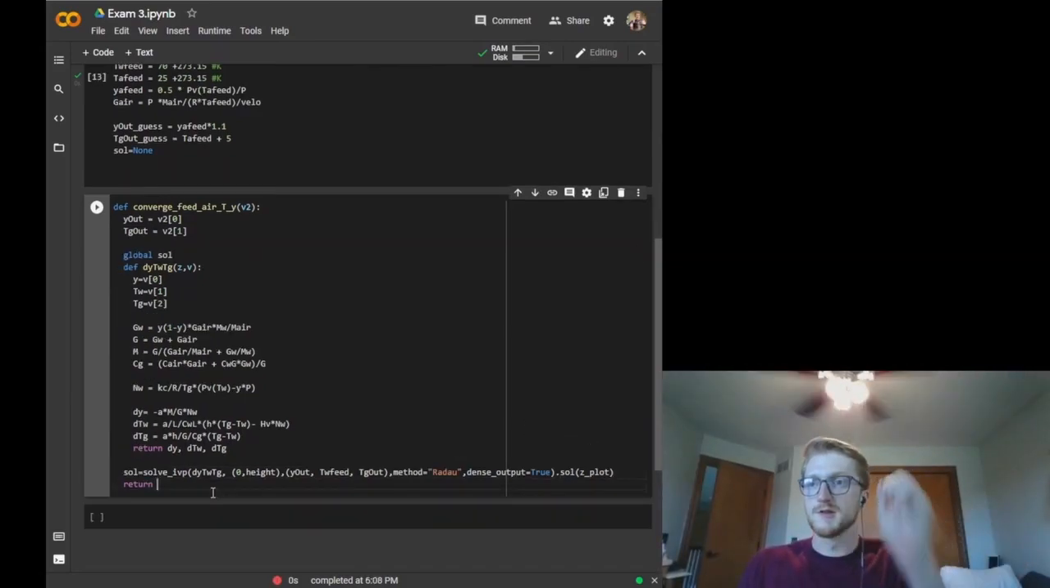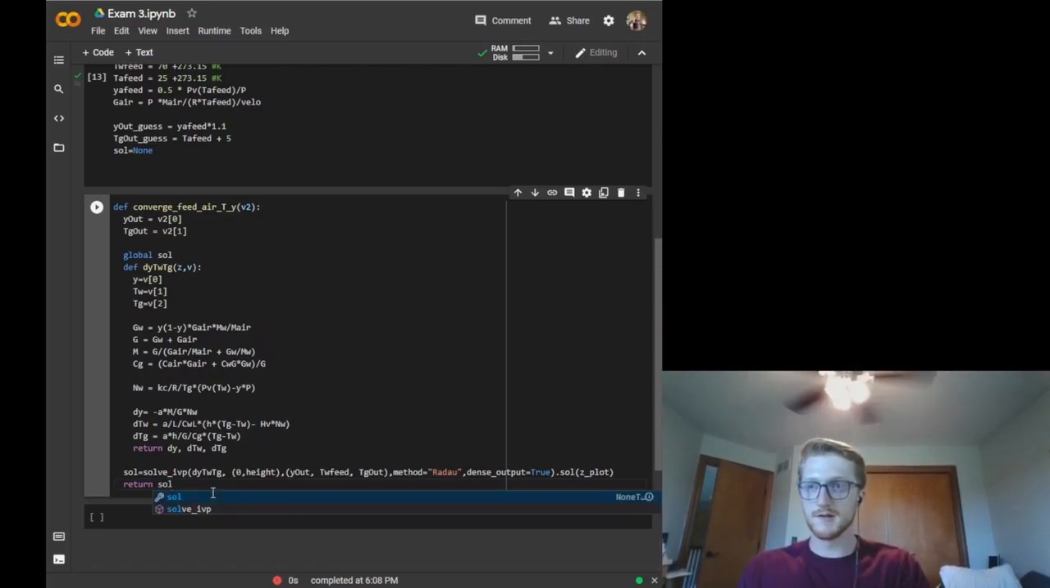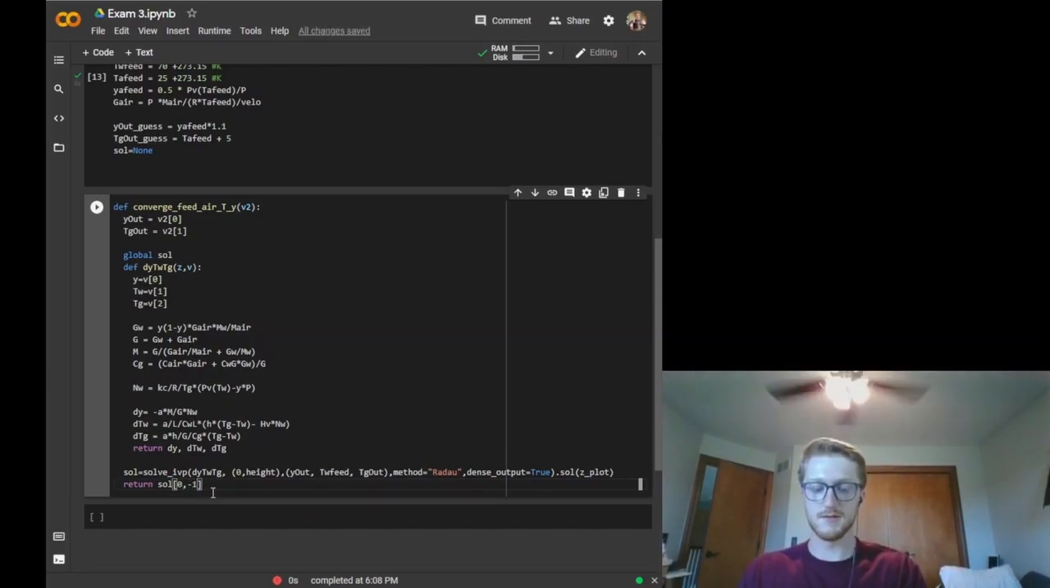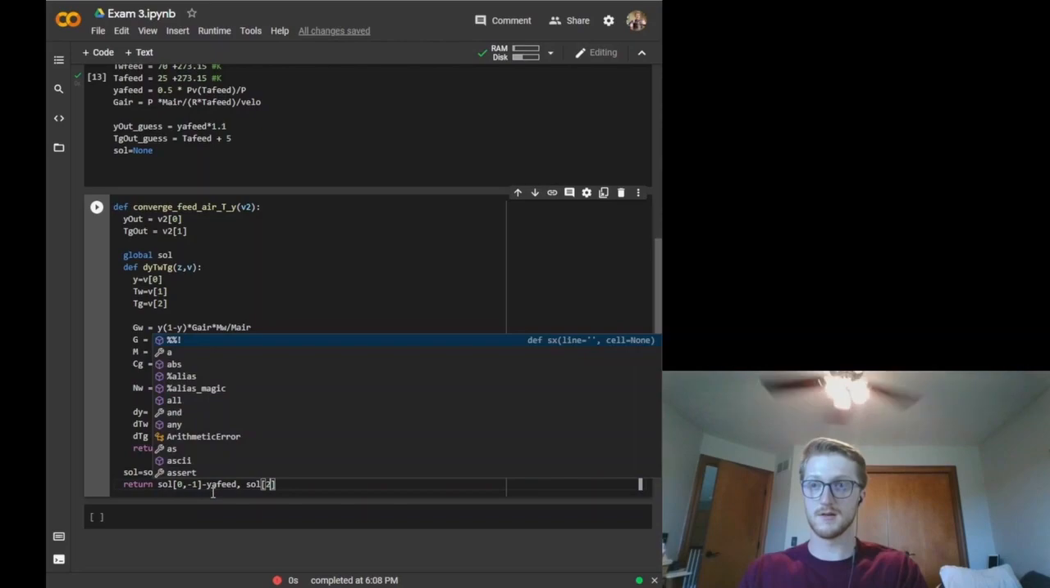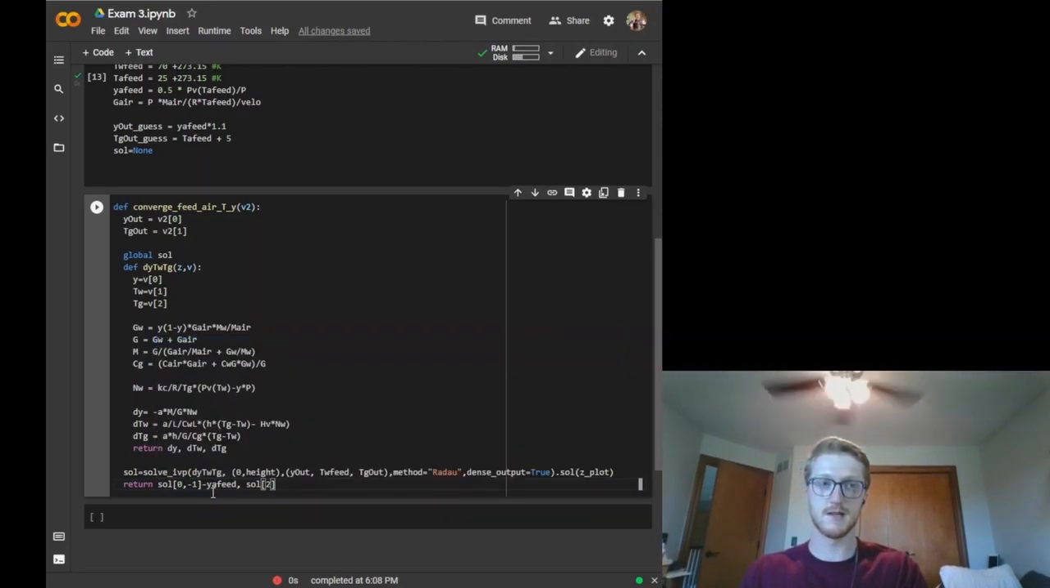And then we want to do a return value, and for that we want to use our solution from our IVP. And we want to look at the first value of the array, which is our Y out, and we want to look at the last value of that minus our initial value of the air going in, the mole fraction of the feed, and then we also want to output another for the root of the solution, the third value, so the temperature of the gas going out, and then we want to look again at the last value in that, and then subtract out our temperature of our air going in.